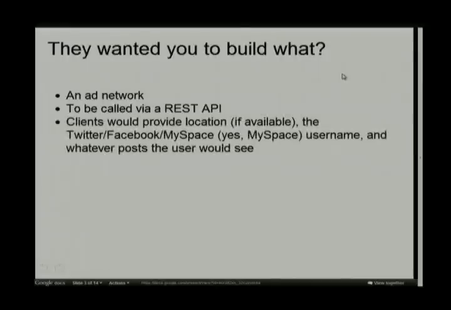Clients would provide us with a location, a MySpace, Facebook, or Twitter user ID, and whatever posts a user would see. Because it turns out that our ads were going to be shown as part of a Twitter client, or a Facebook client, or a MySpace client. And we wanted to return ads very quickly that were relevant to the content that the user would see, as well as targeted to their location, and in particular to their user ID if we have some history about them.